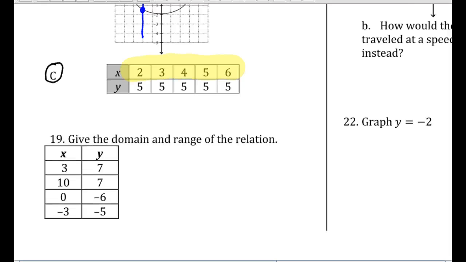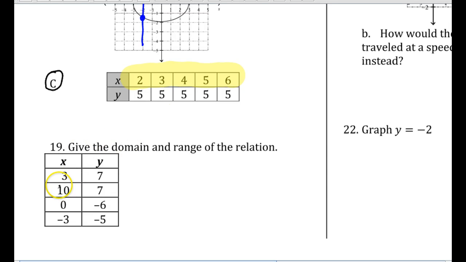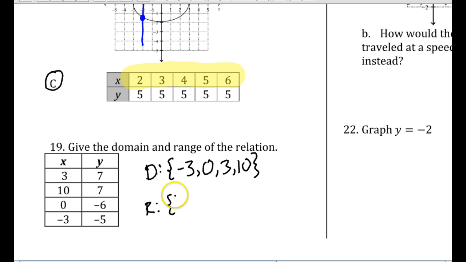And give the domain and the range, basically take out the repeaters. So our domain, use a brace, will be, I'm going to order these from least to greatest, so we got -3, 0, 3, and 10. And range, without anything repeating, will be -6, then -5, and 7. That's our domain and range.